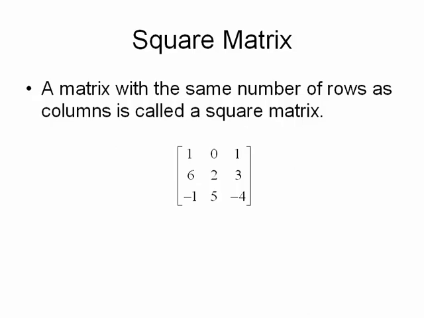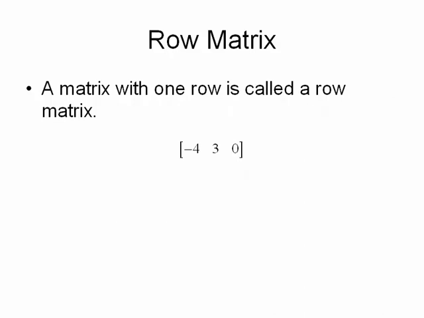If I start looking at some specialized matrices, a square matrix is a matrix that has the same number of rows and columns. So down here in this example, the first row has 1, 0, 1, the second is 6, 2, 3, the third row is -1, 5, and -4. Since we have 3 rows and 3 columns, this is a 3 by 3 square matrix. We can also talk about a row matrix, and all a row matrix is, is a matrix that's just one row. In this case, we have a 1 by 3 row matrix because this has 1 row and 3 columns.